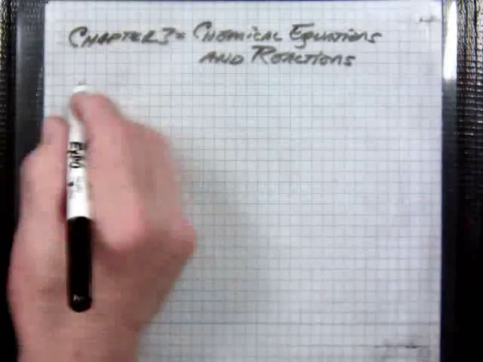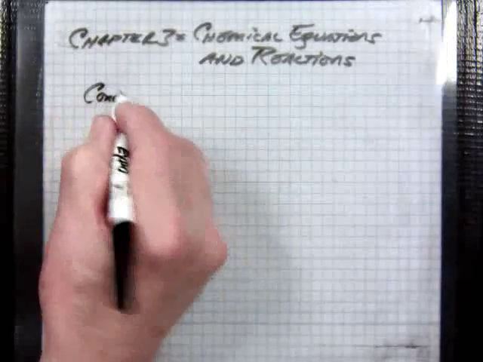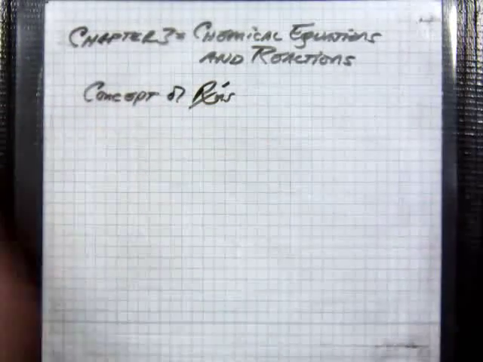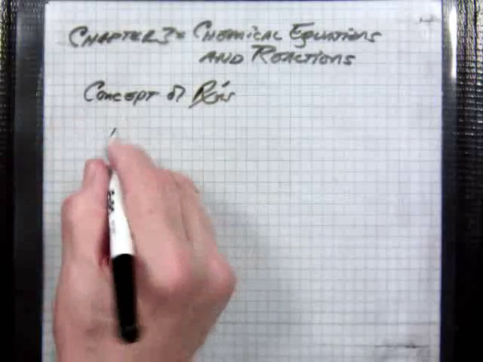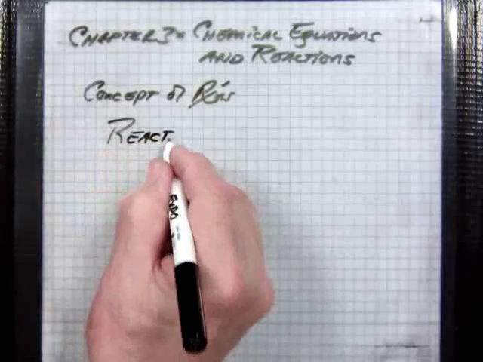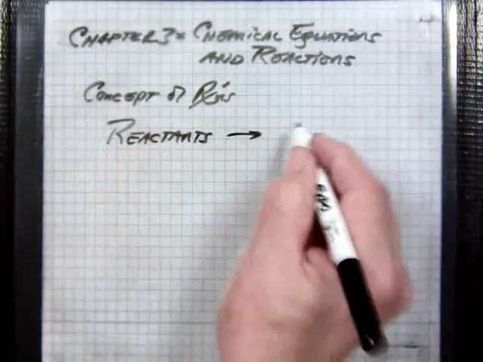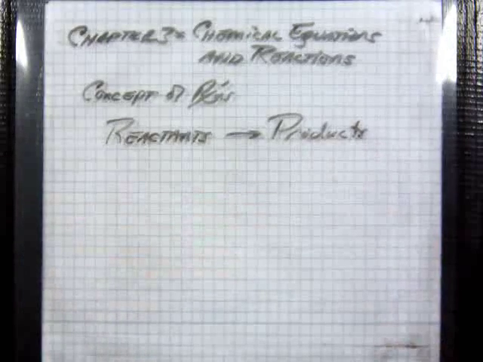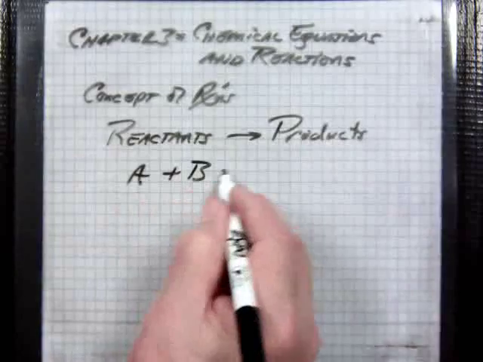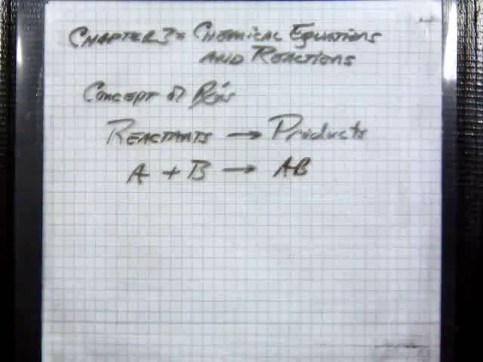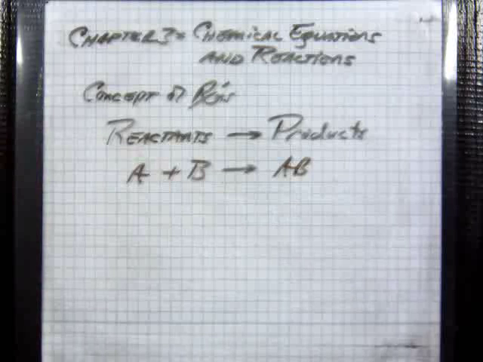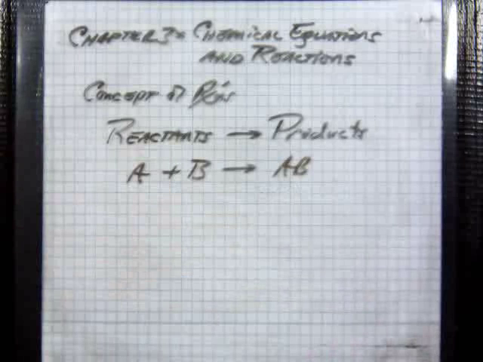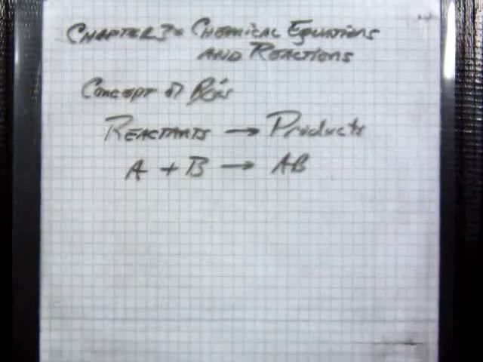So the concept of reactions involves a simple notation: reactants go to products. Sometimes these are written in empirical formats. A plus B goes to AB, indicating a combination, or various such symbology. So this is the standard operating symbology that you're most likely familiar with.